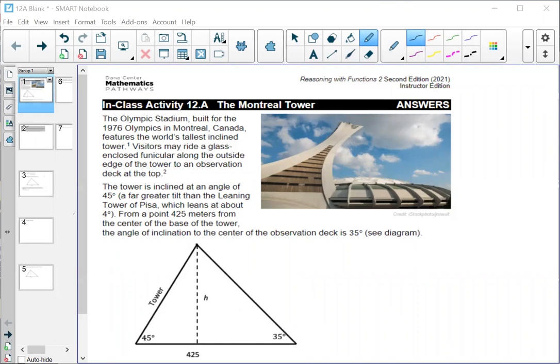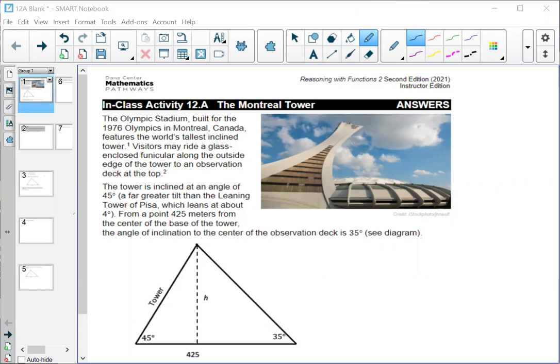In-class activity 12A, the Montreal Tower. The Olympic Stadium, built for the 1976 Olympics in Montreal, Canada, features the world's tallest inclined tower. Visitors may ride a glass-enclosed funicular along the outside edge of the tower to an observation deck at the top. The tower is inclined at an angle of 45 degrees, a far greater tilt than the Leaning Tower of Pisa, which leans about 4 degrees.